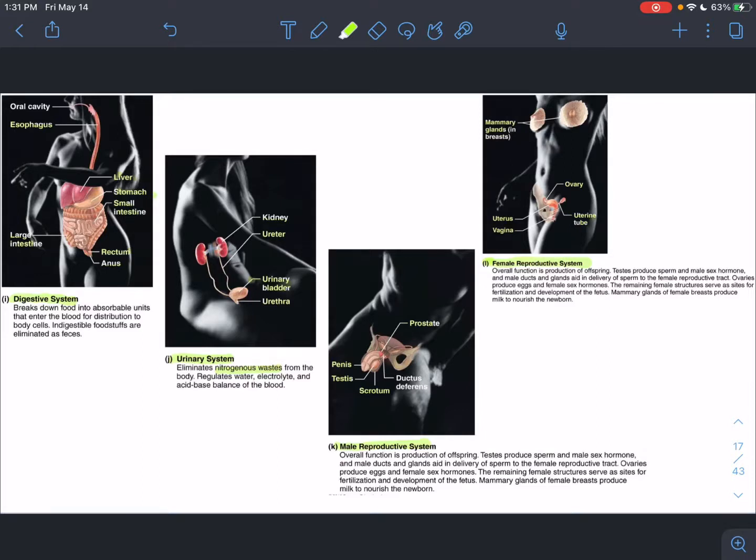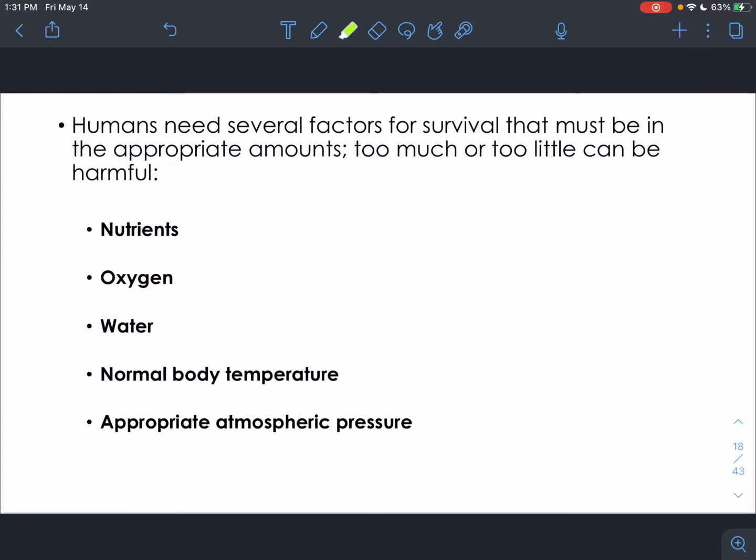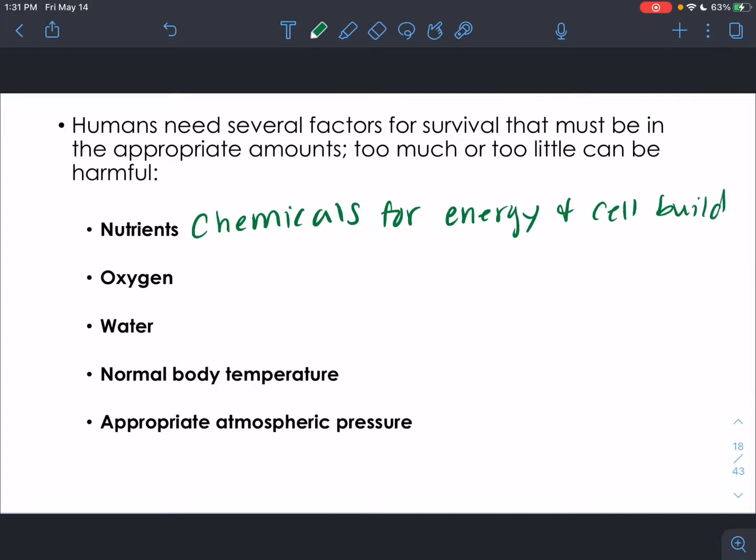Okay, and again, if some of this is unfamiliar to you, I would definitely recommend going through and reading your text. Okay, so in order to keep up with all these different life functions, humans need some certain things. Things such as nutrients, which I'm going to say are chemicals for energy and cell building. We'll talk about those more in the next chapter. Oxygen is essential for the release of energy from foods.